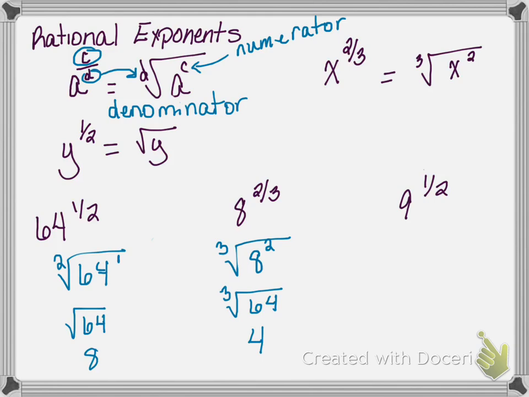9 to the 1/2, that is square root. Anything to the 1/2 is just a square root. Square root of 9 is 3. Now we're going to review a little bit more. We're going to review negative exponents, and then we're going to have some rational mixed in.